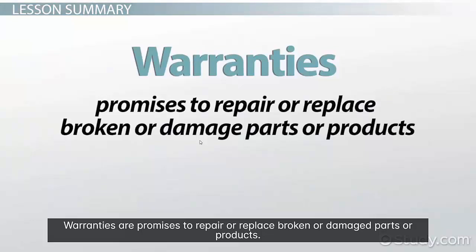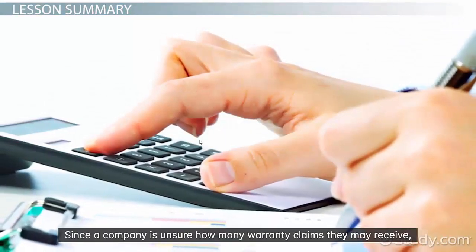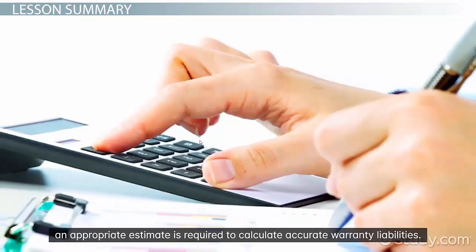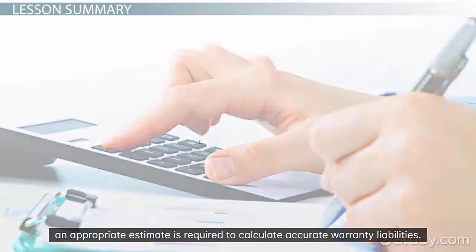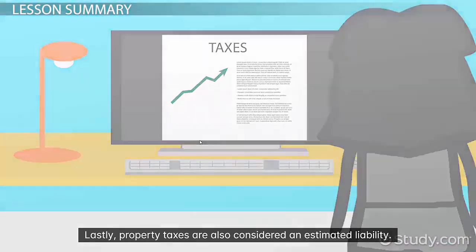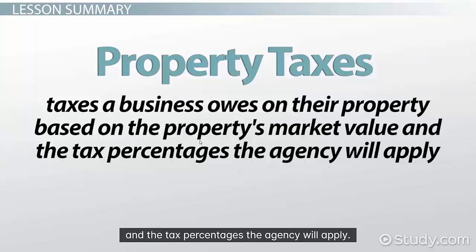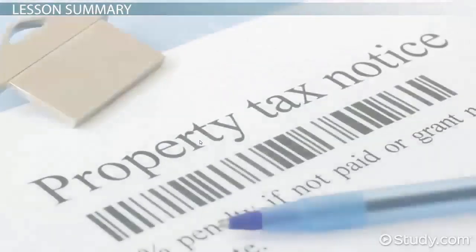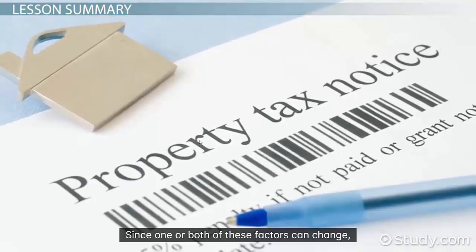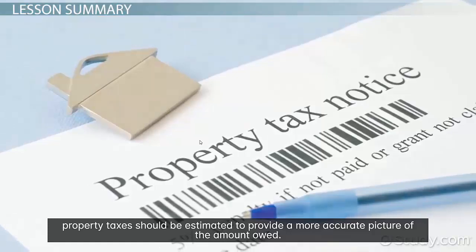Warranties are promises to repair or replace broken or damaged parts or products. Since a company is unsure how many warranty claims they may receive, an appropriate estimate is required to calculate accurate warranty liabilities. Lastly, property taxes are also considered an estimated liability. Property taxes are taxes a business owes on their property based on the property's market value and the tax percentages the agency will apply. Since one or both of these factors can change, property taxes should be estimated to provide a more accurate picture of the amount owed.